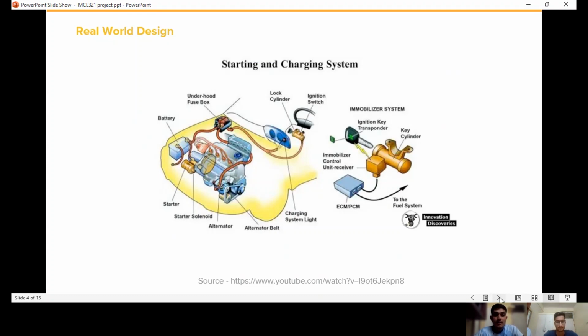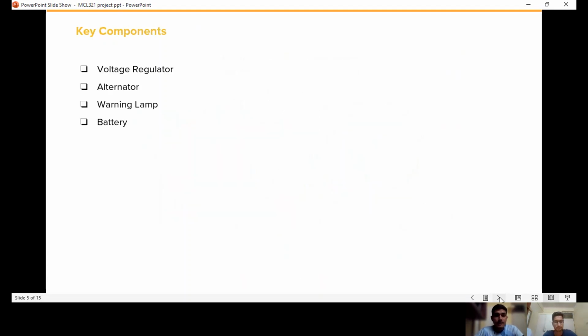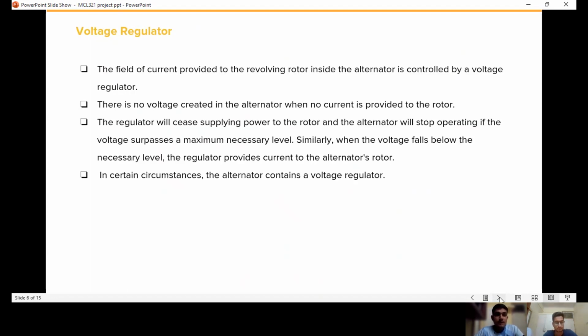And this is the real-world design of a charging system in a car, and in this we can see the different parts of a charging system, which we will discuss in further slides. These are the key components of a charging system: voltage regulator, alternator, warning lamp and battery, and we will see a detailed discussion of these. The first one is the voltage regulator.